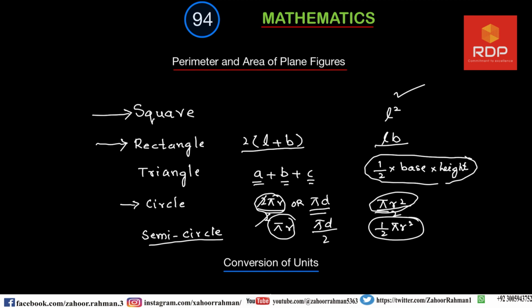Now if we want to find the perimeter or the area of a plane figure, first we have to understand the conversion of units. One unit can be converted into another unit. Why it is mandatory? Because many countries of the world are using one type of units for measurement, and other types of countries are using second type of units.